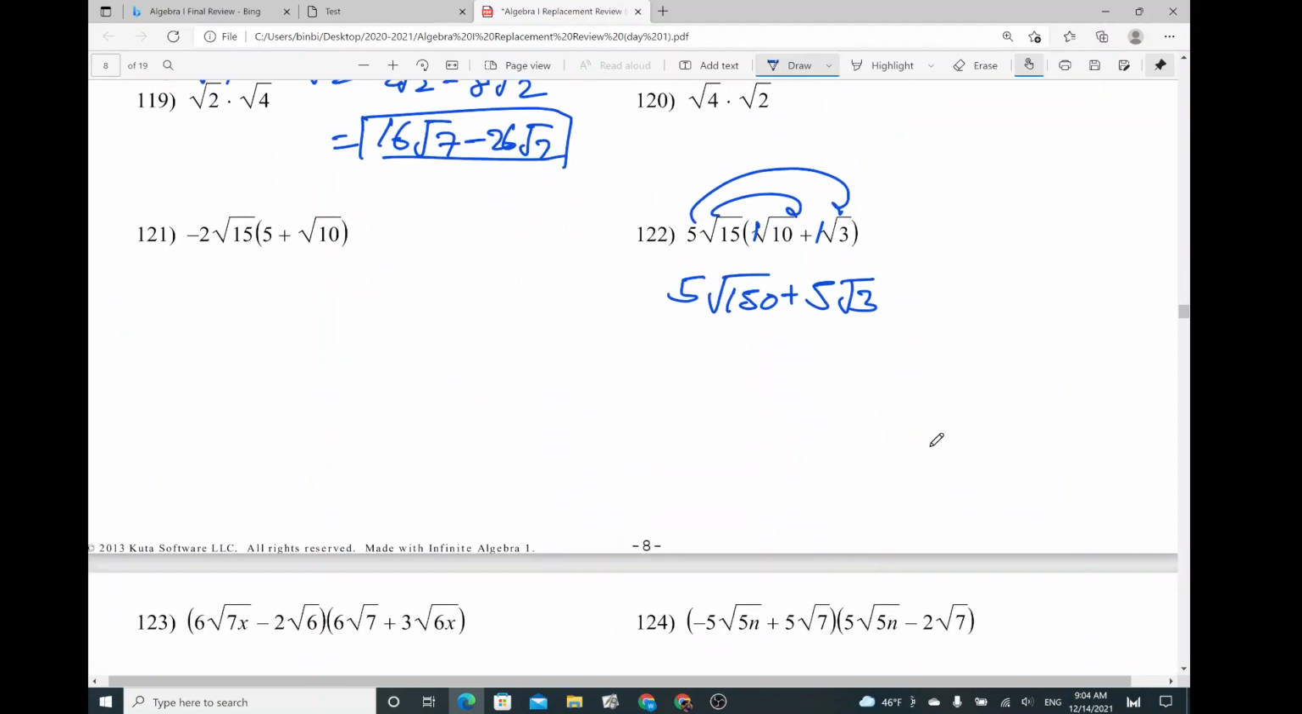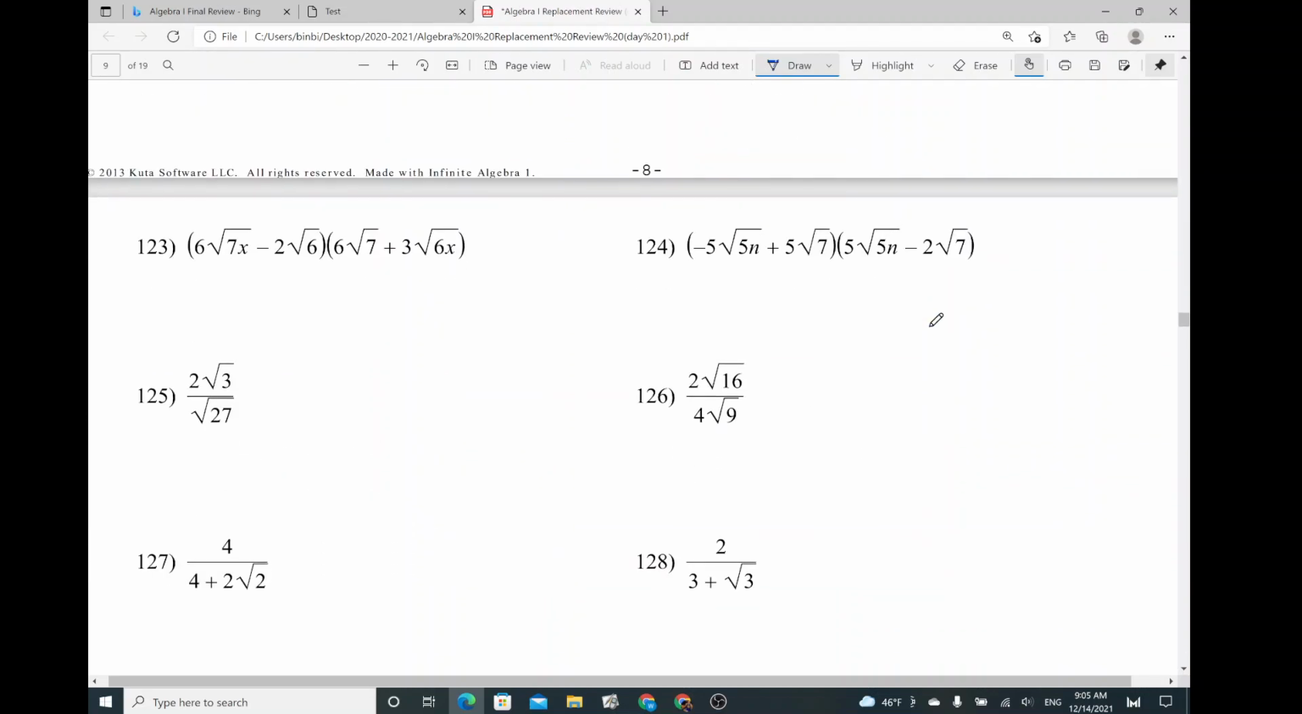And then 150, you can always break it apart if that's factorable. So it looks like it's non-factorable. It's not going to be the perfect square number. It's like 15 and 10. So none of those numbers is considered perfect square root. Okay, so just keep it that way.